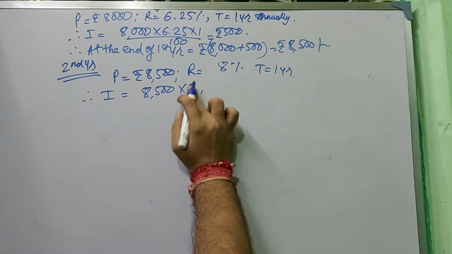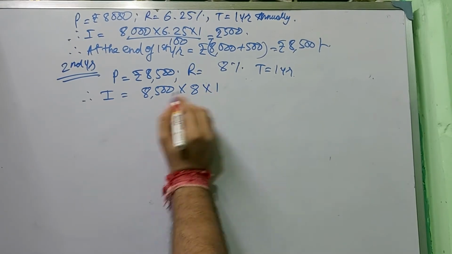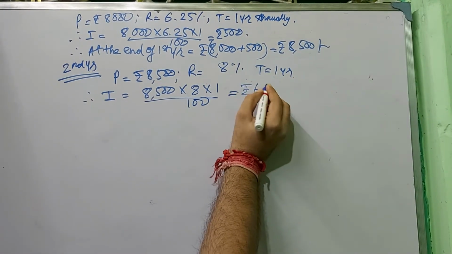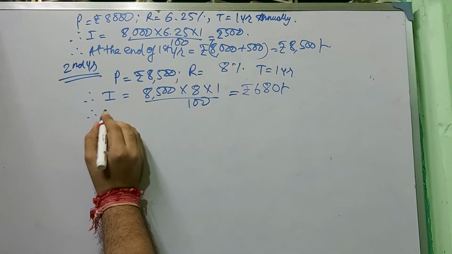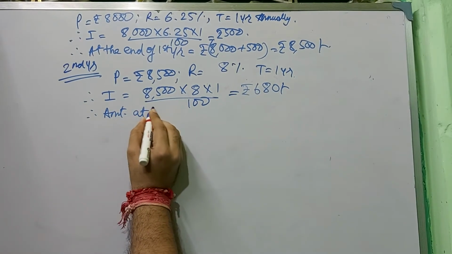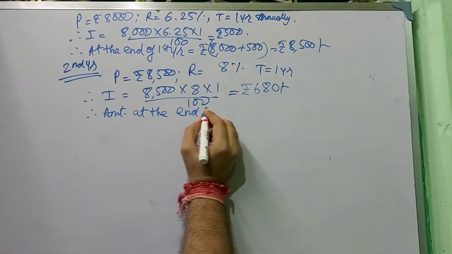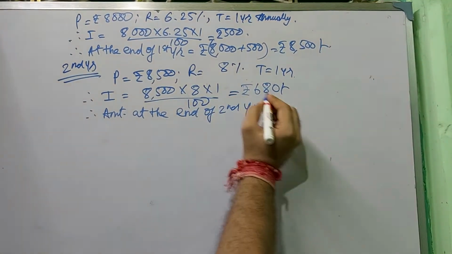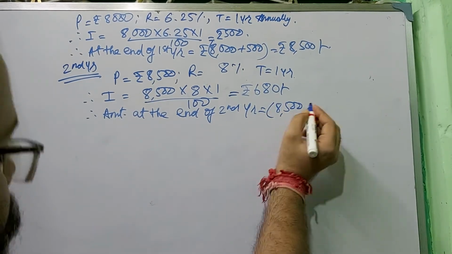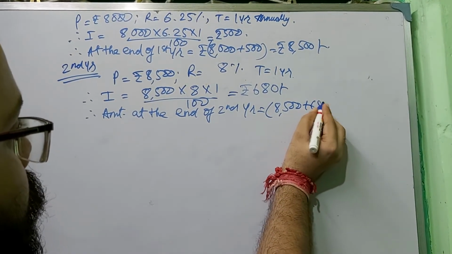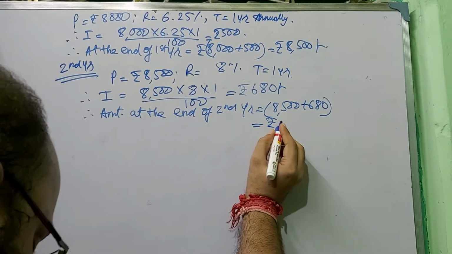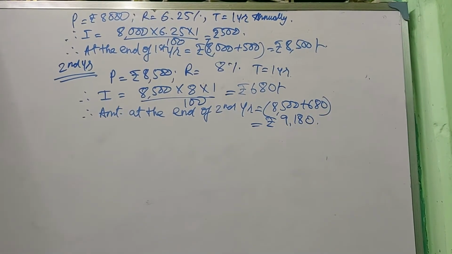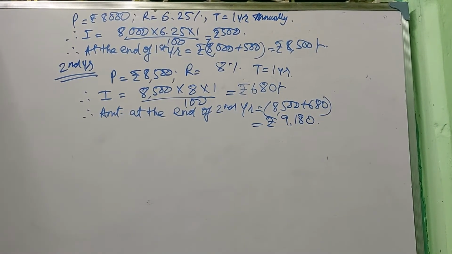So 8% means 8 into 1 divided by 100. You will get rupees 680. So the amount at the end of the second year will be 8,500 plus 680. You will get rupees 9,180.